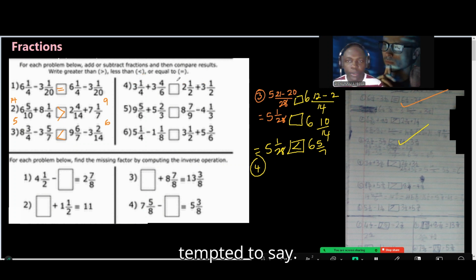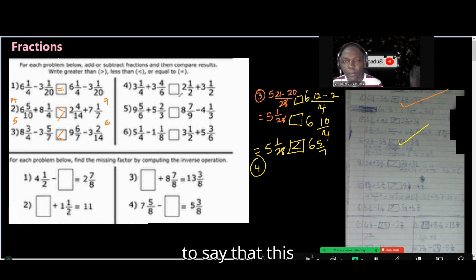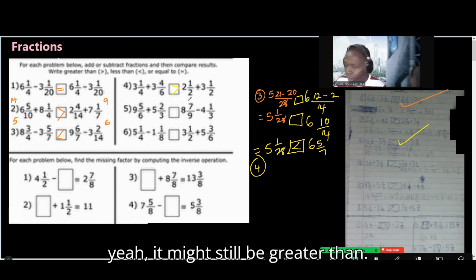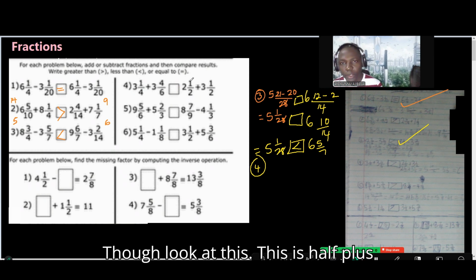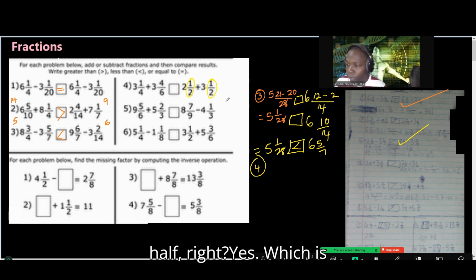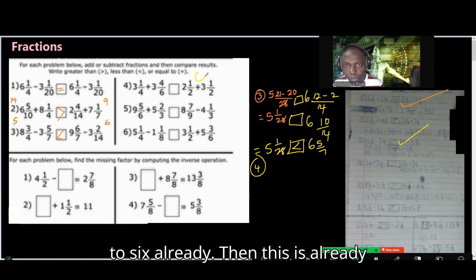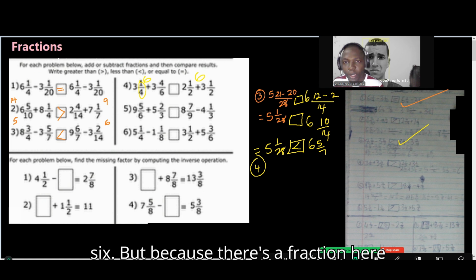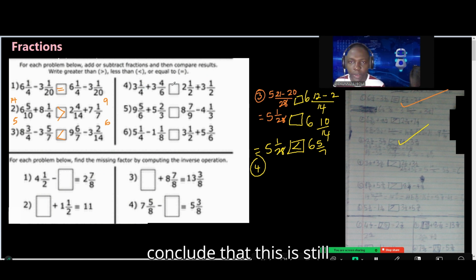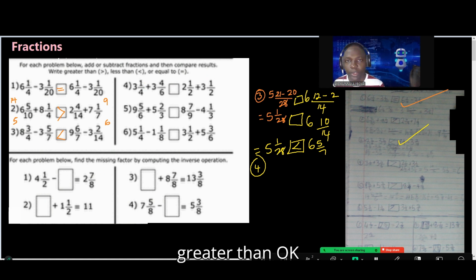We can be tempted to say that this is already greater than because of, yeah, it might still be greater than, though look at this. This is half plus half, right? Yes. Which is going to be 1. Then it turns this one to 6 already. Then this is already 6. But because there's a fraction here to be added, then we can conclude that this is still greater than. Okay.